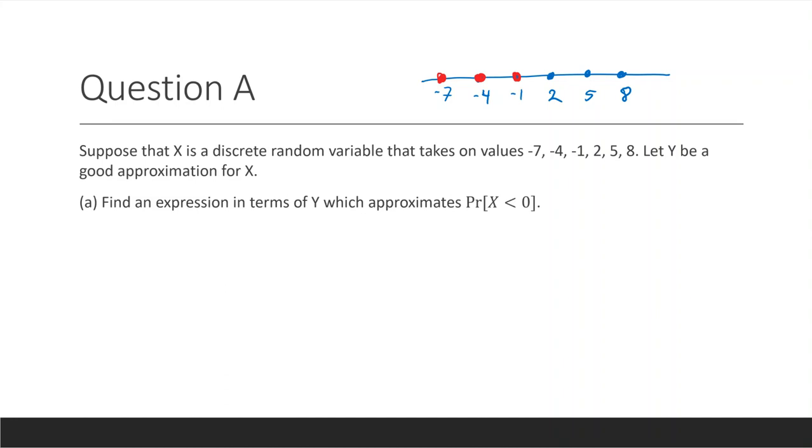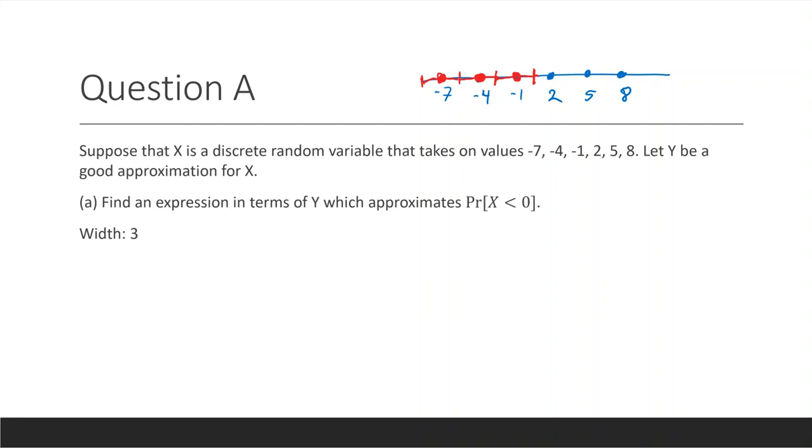To approximate them, we need intervals. We need to put an interval around -7, -4, and -1. And the important thing is that each of these intervals is width 3. They're the same width.